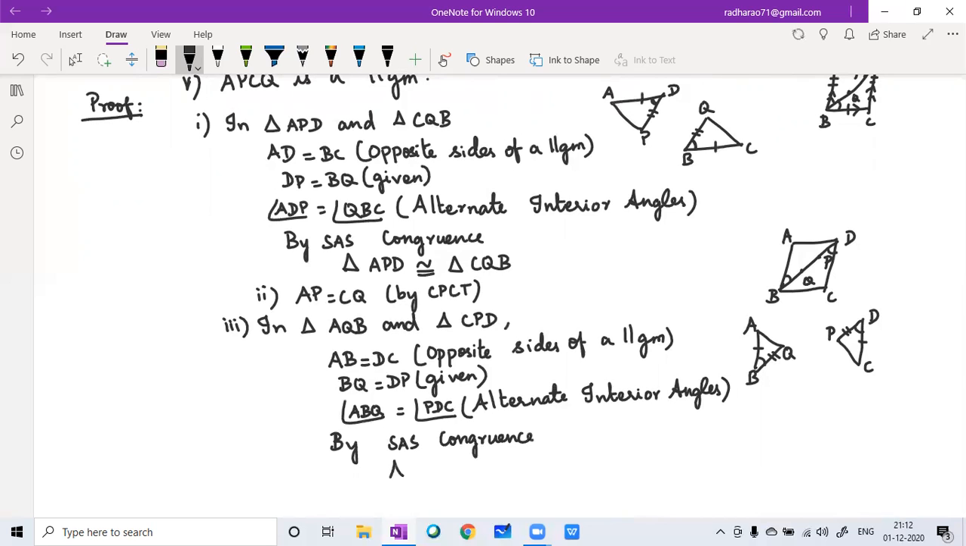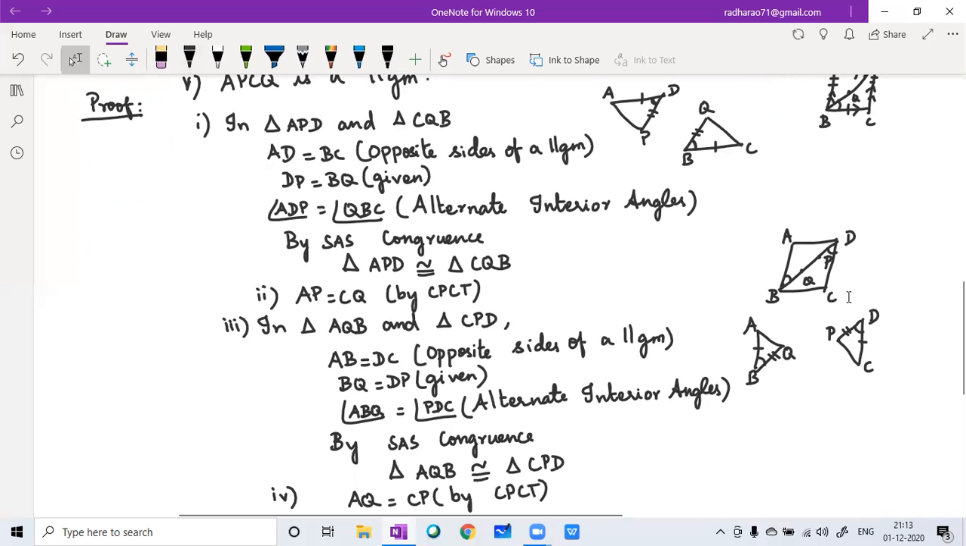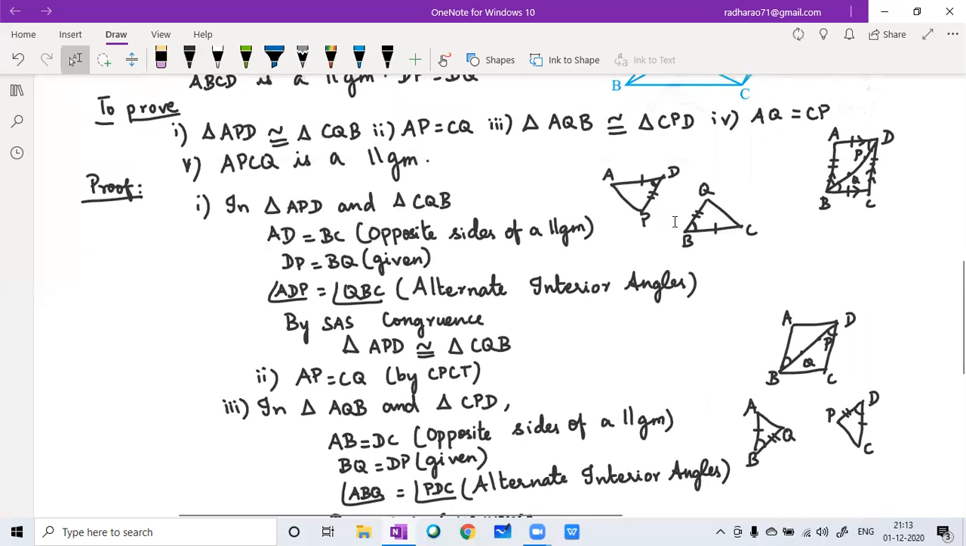That is, triangle AQB is congruent to triangle CPD. Okay. So since those two triangles are congruent, again the third side will be equal by CPCT. So AQ is equal to CP by CPCT. So the fourth proof also got over. What is the fourth proof? AQ is equal to CP. That also we proved. Now what is the fifth one?